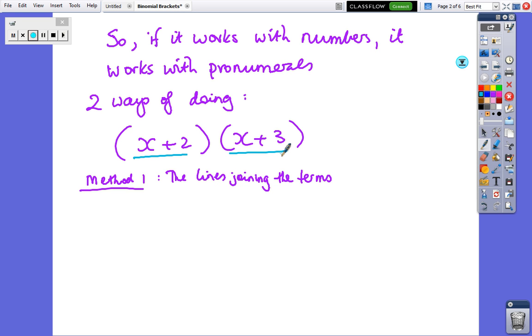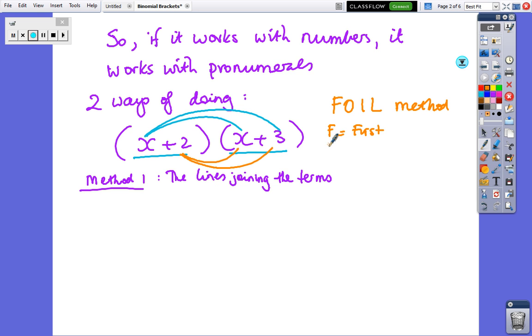So in the first method, the lines, the first number gets multiplied by the first number, and then the first number gets multiplied by the second number, and it'll change colours. Second number gets multiplied by the first, second number gets multiplied by the second. So in some textbooks they call this the FOIL method. And so F stands for the first numbers in the brackets, O stands for the outside numbers of the brackets, I stands for the inside numbers of the brackets, and L stands for the last numbers.